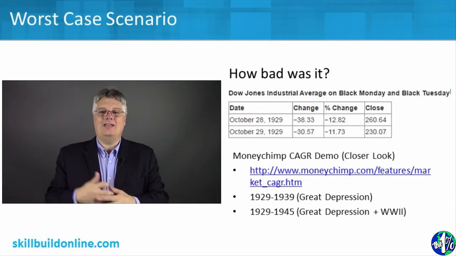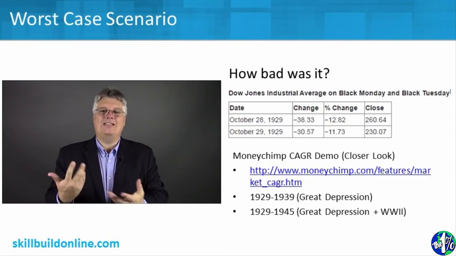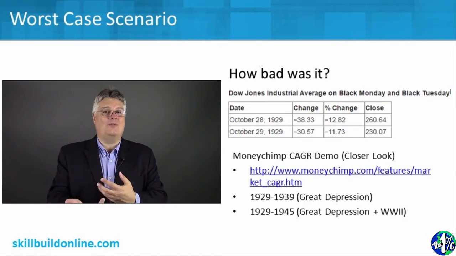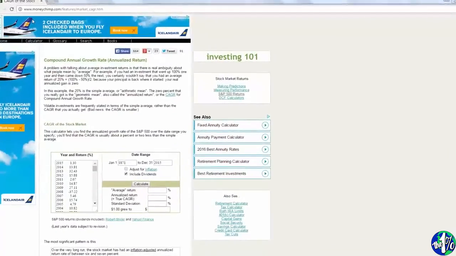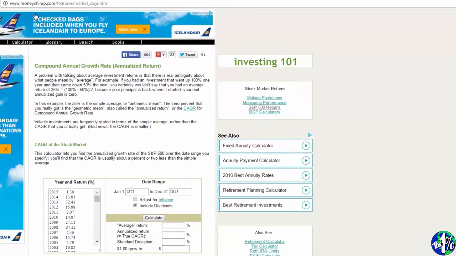And I'm going to go back to MoneyChimp as a nice little compound interest tool to really help us do that, because they can look back at historical market returns and you can do some what-if scenarios yourself as well. Okay, I'm back here at MoneyChimp.com. This is /features/market-cagr. If you just search MoneyChimp compound annual growth rate, or CAGR, C-A-G-R, you'll find it too. Got the link there in the course as well.